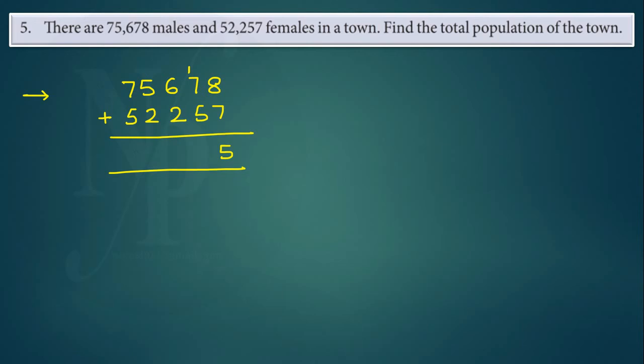7 plus 1 is 8. 8 plus 5 is 13. 3 is written here. 1 is carried forward. 6 plus 1 is 7. 7 plus 2 is 9. 5 plus 2 is 7. 7 plus 5 is 12. Therefore, the total population of the town is 1,27,935. You should write the statement and conclude the problem. You should write it as the total population of the town is 1,27,935.